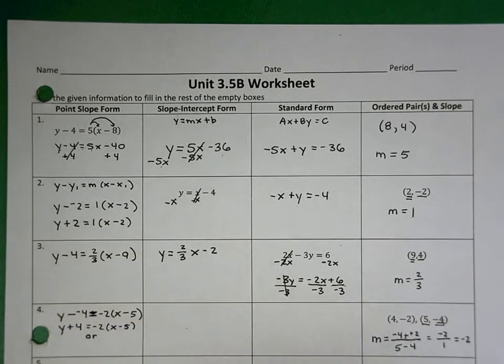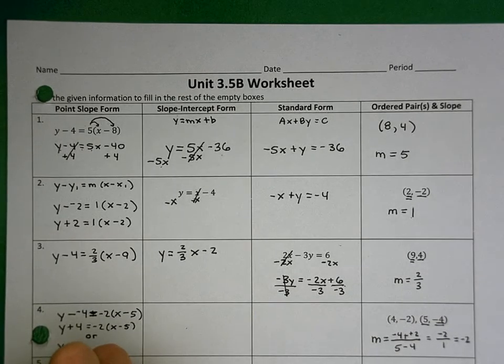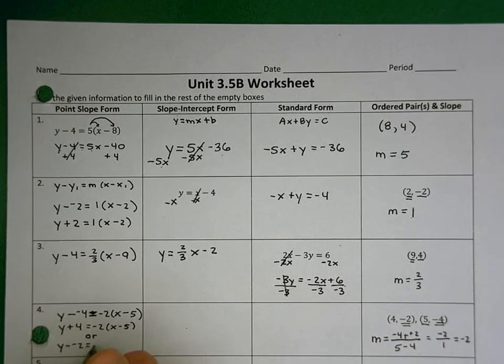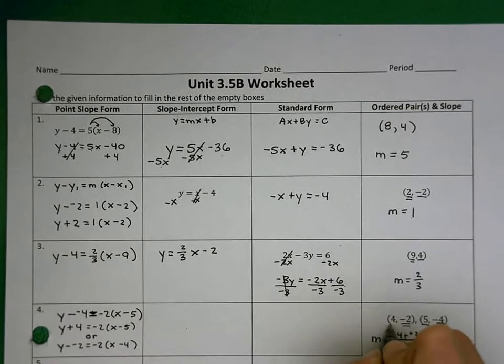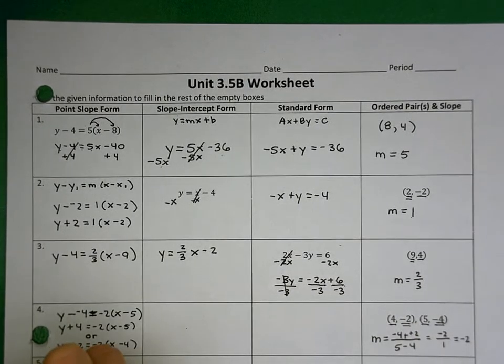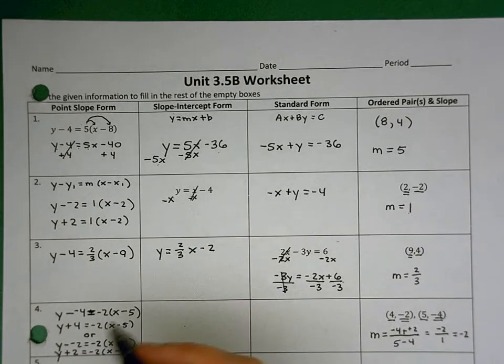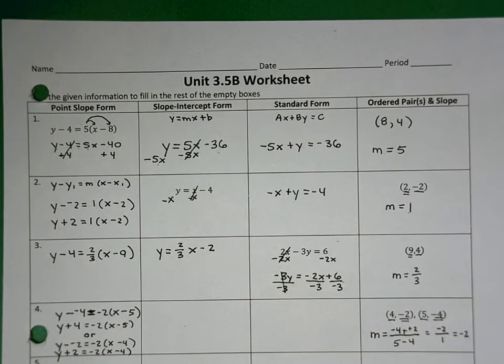Or you could use the other point, which would be y minus -2 equals -2x minus 4, which if you clean this up is the same thing as y plus 2 equals -2x minus 4. Either one of those equations would be right. And at this point, now that you're in point-slope, you have either point-slope equation. Again, does not matter, either point-slope equation.